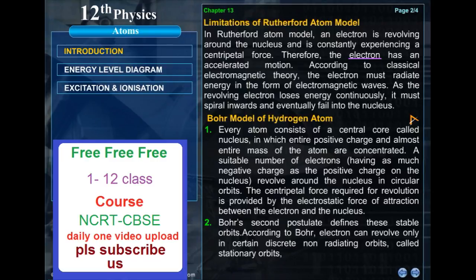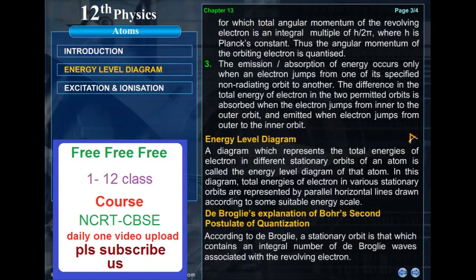Bohr's second postulate defines these stable orbits. According to Bohr, electron can revolve only in certain discrete, non-radiating orbits called stationary orbits, for which total angular momentum of the revolving electron is an integral multiple of h by 2 pi, where h is Planck's constant. Thus, the angular momentum of the orbiting electron is quantized.